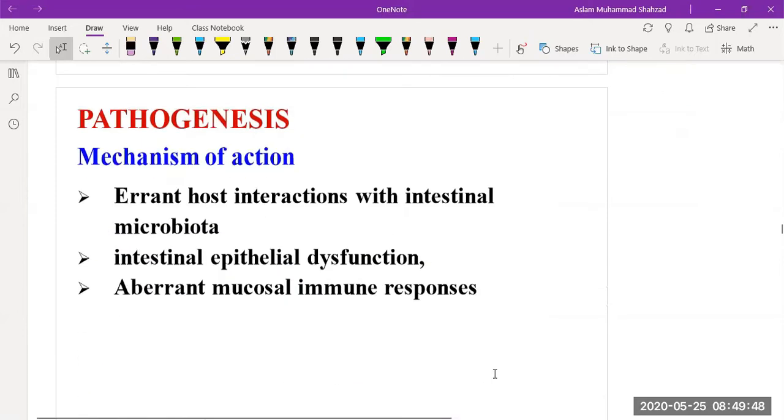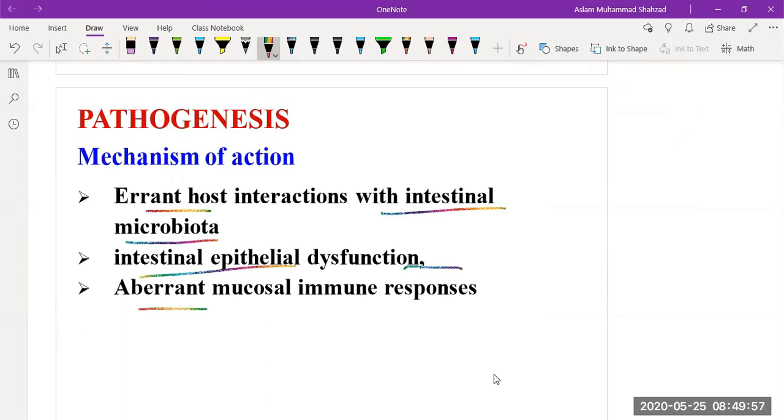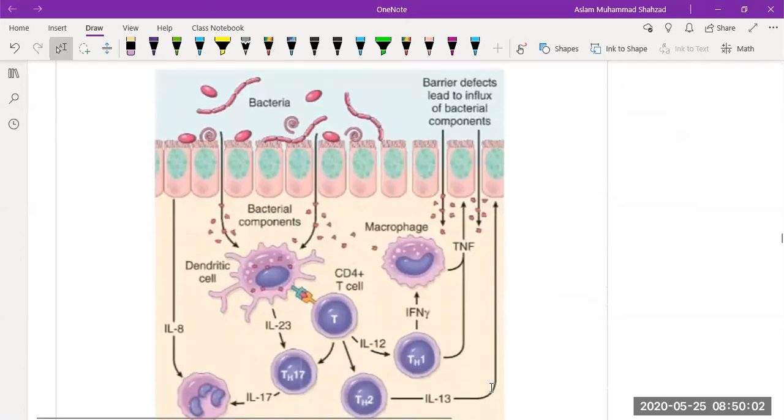The pathogenesis mechanism is an errant host interaction with intestinal microbiota, intestinal epithelial dysfunction, and an abnormal or aberrant mucosal immune response. When we look at the pathogenesis, we need to understand in detail how this happens. For example, the bacteria are present on the mucosal surface, they enter inside, and cross the barrier.